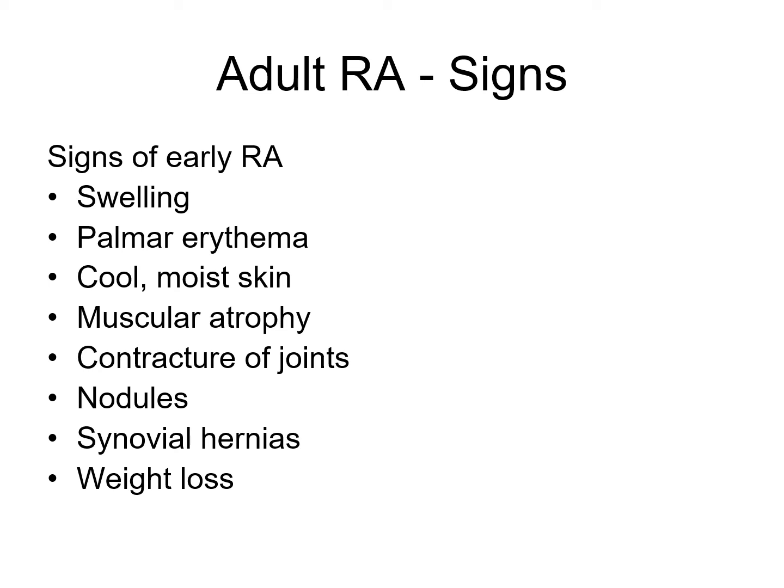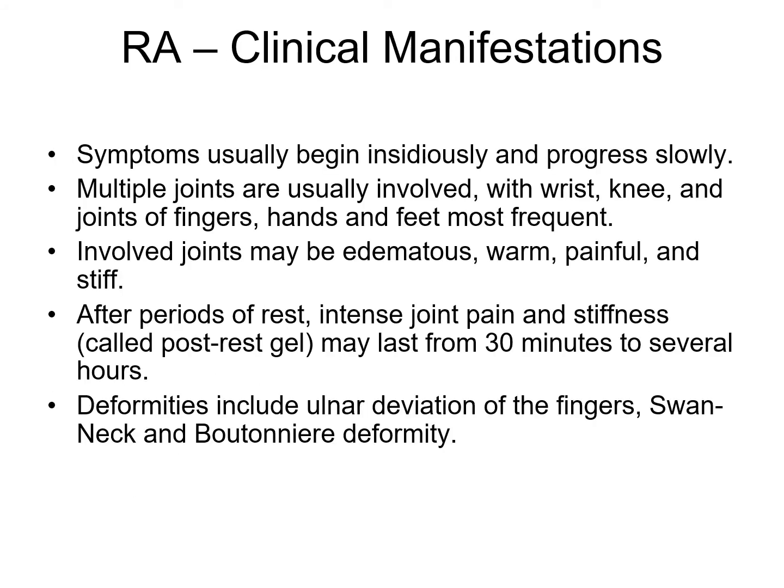Signs are things we may measure. We may measure for swelling, effusion, or edema. We may observe for palmar erythema or redness. The skin may actually be cool and moist. There may be muscular atrophy. Joint contraction may be present. There may be joint nodules. Synovium may be herniated, and there may be weight loss.